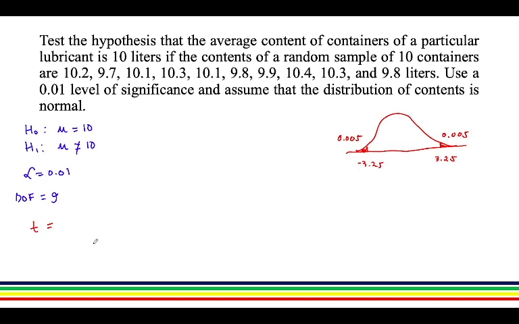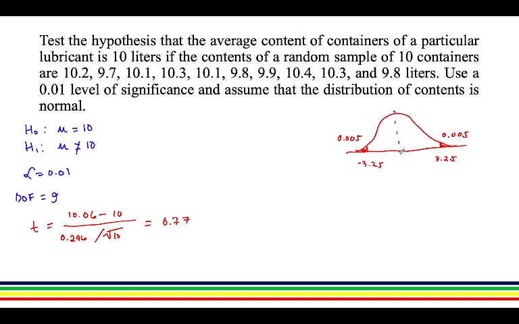Now the next thing to do is to solve for the value of t from the given values. Our sample mean from the given is equivalent to 10.06 minus the population mean, which is 10, and that is the value that we are testing, divided by the standard deviation, which is equivalent to 0.246, divided by square root of n, or square root of 10. Our t is equivalent to 0.77.